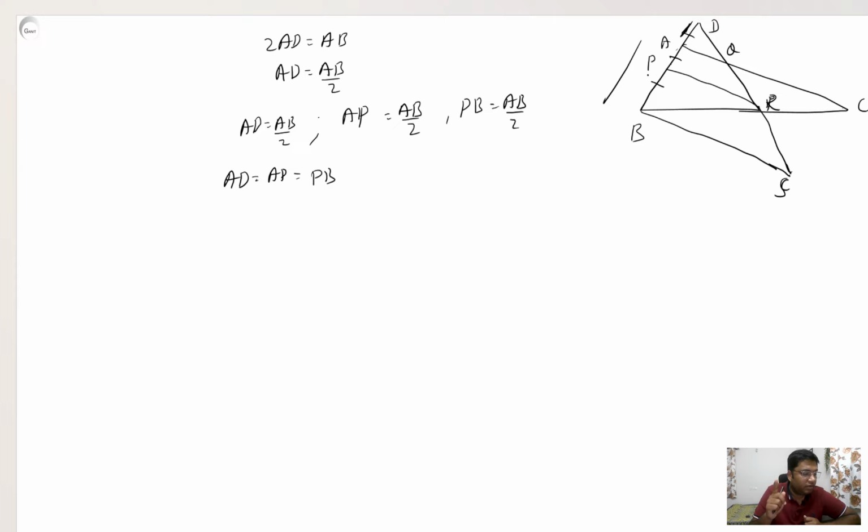The first point, okay, they are also saying one more thing. Q is the midpoint of DR. So it says this part is equal to this part. Q is the midpoint of DR. And PR is parallel to BS. So they are saying that PR is parallel to BS.